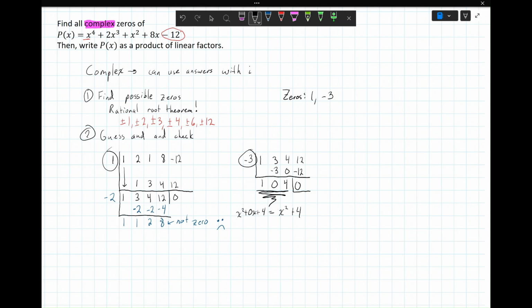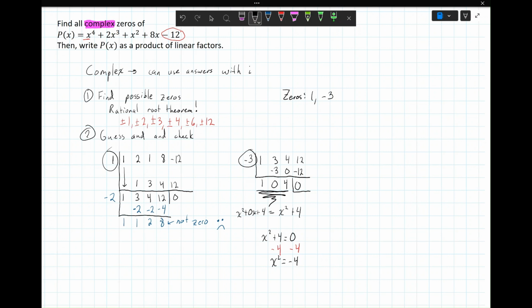So, to find the other two zeros, I can use my quadratic solving skills to solve x squared plus 4 equals 0. We can try factoring. This one is not factorable. You may remember from other algebra classes that a sum of squares is not factorable. So we can do quadratic formula, but I notice I just have one x here. So I'm just going to go ahead and subtract the 4 from both sides. I get x squared equals -4.